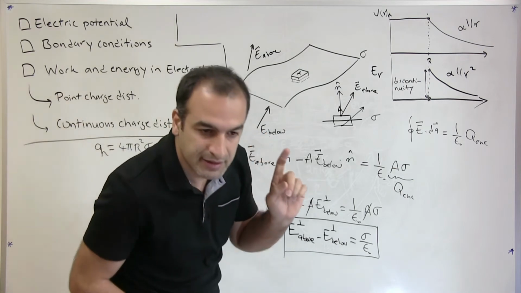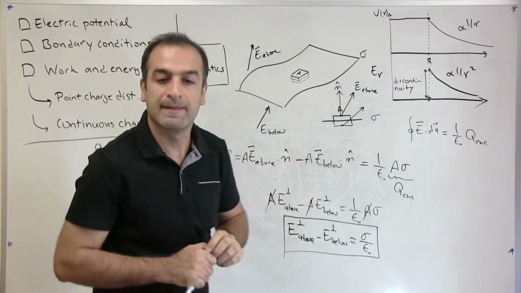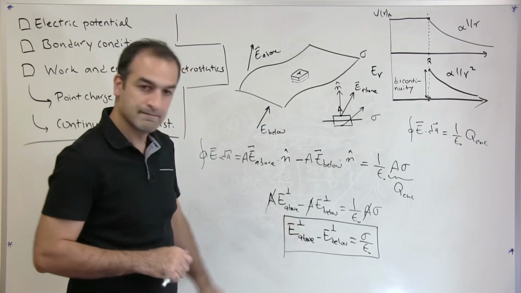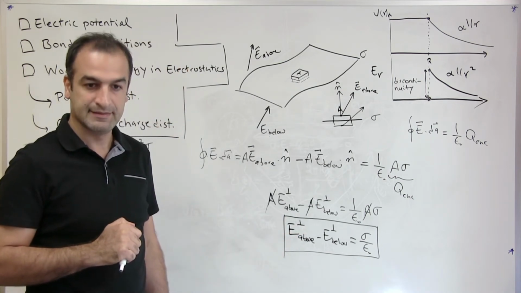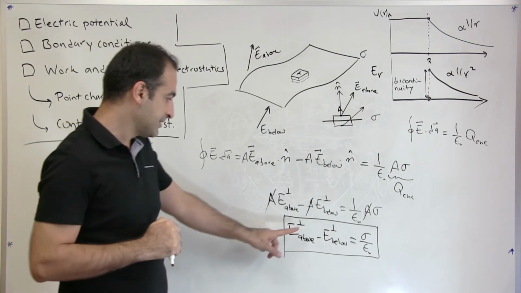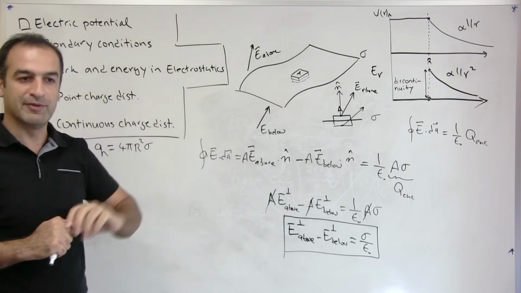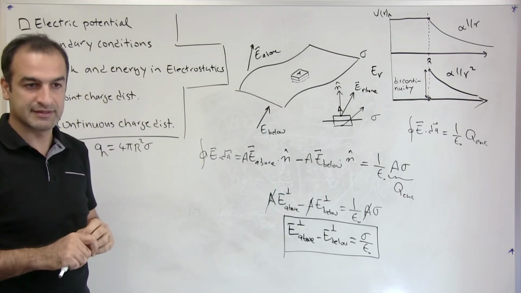Was it a question? Yeah, that was me. The little symbol at the top of the E, does that represent perpendicular? Yes. Okay, thank you. Yeah, it's perpendicular, which is technically the normal component, but perpendicular or normal component of the electric field to the surface.